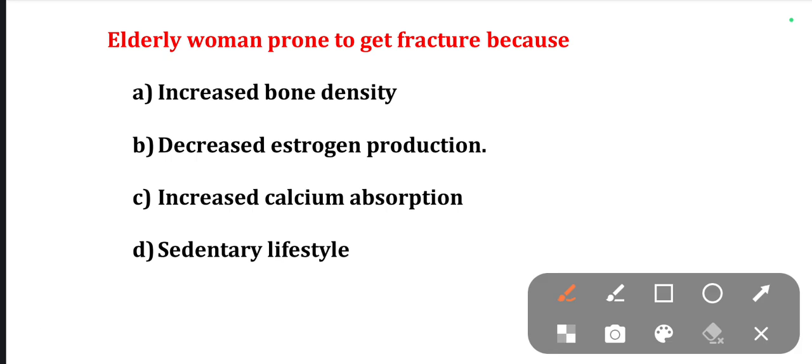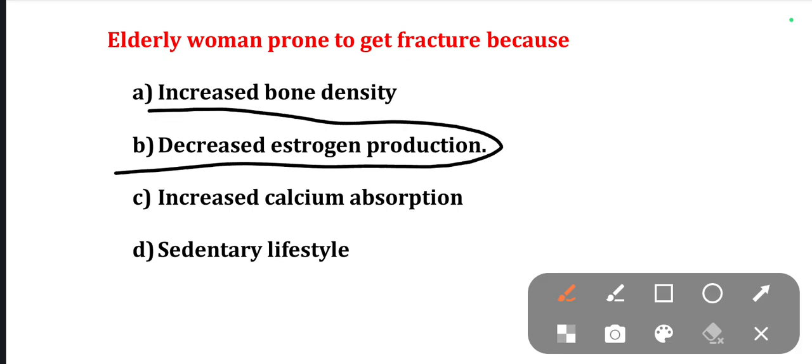The right cause is the decreased estrogen production. So it is mainly in the case of women. In women, the decreased production of estrogen in the body leads to the risk for fractures.